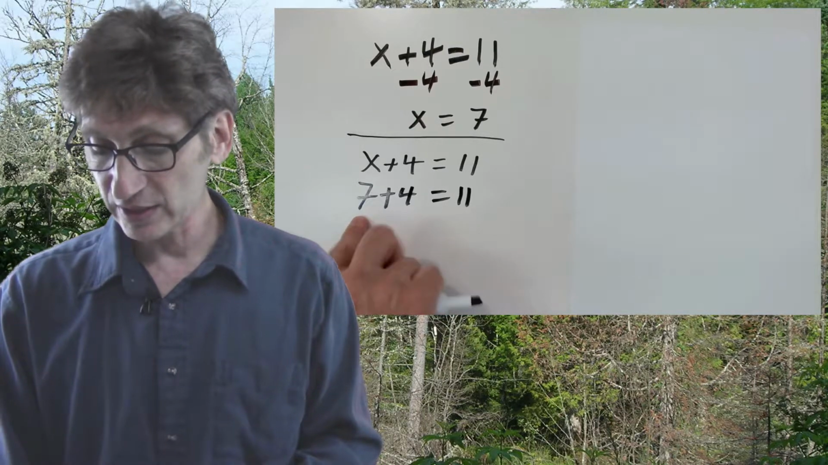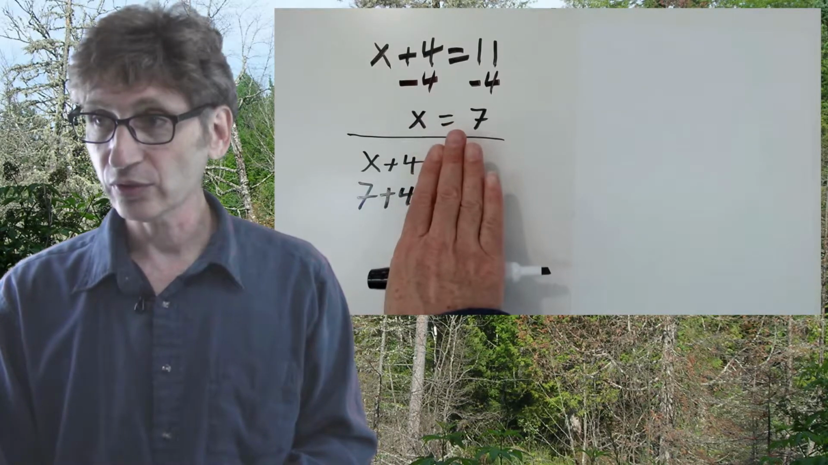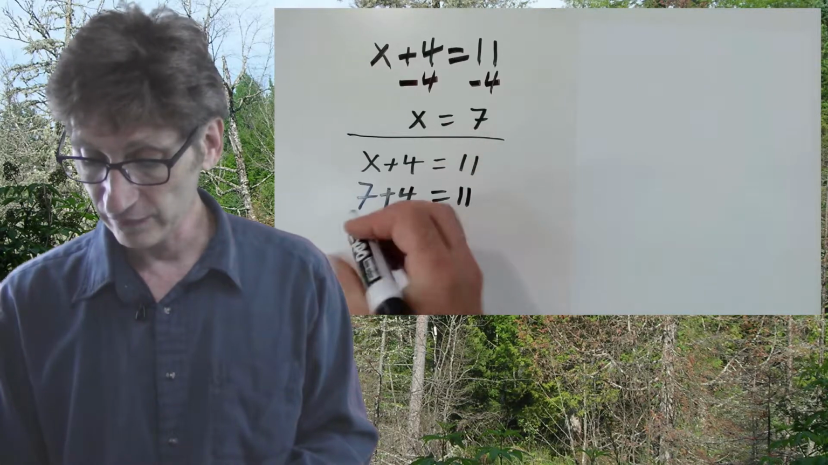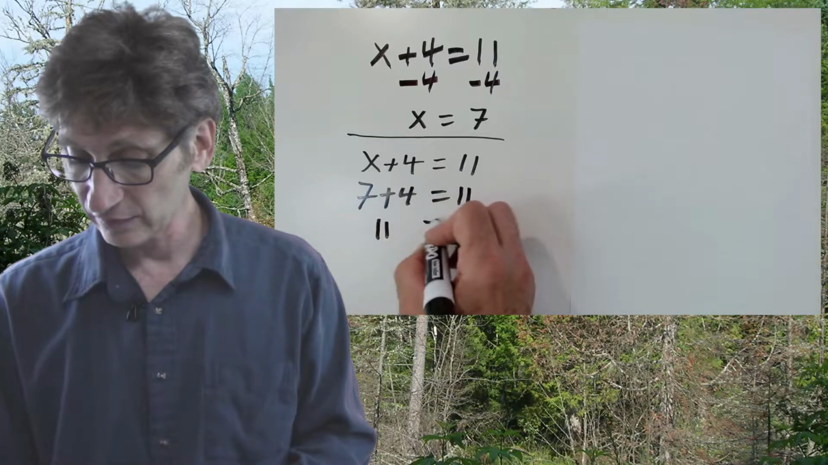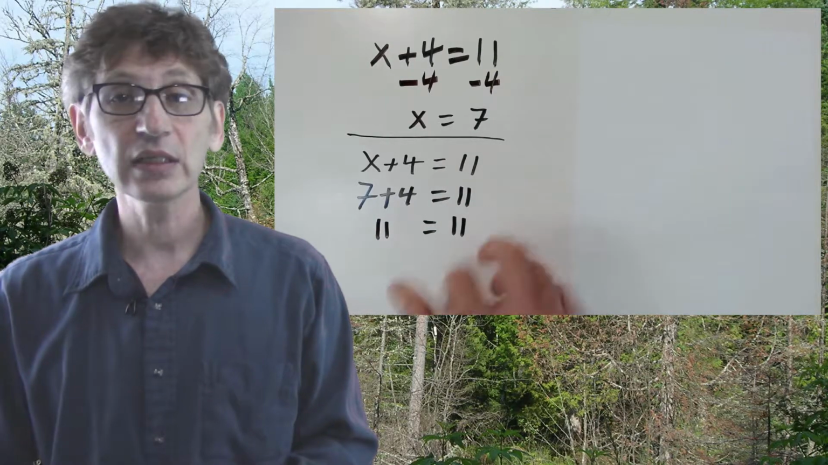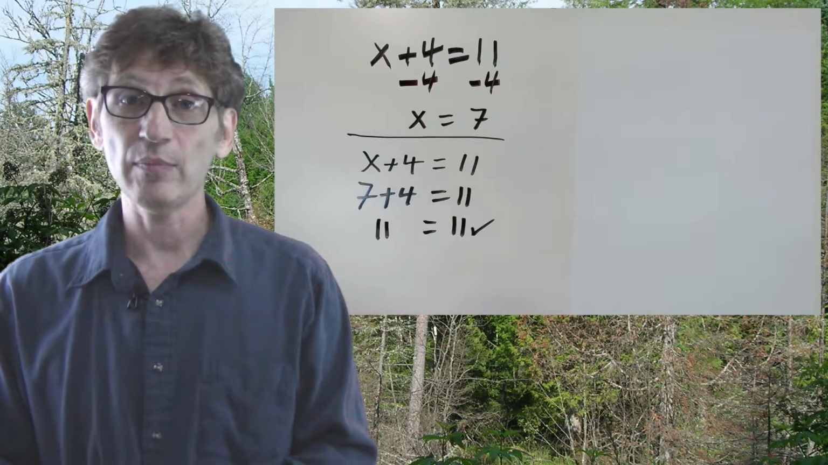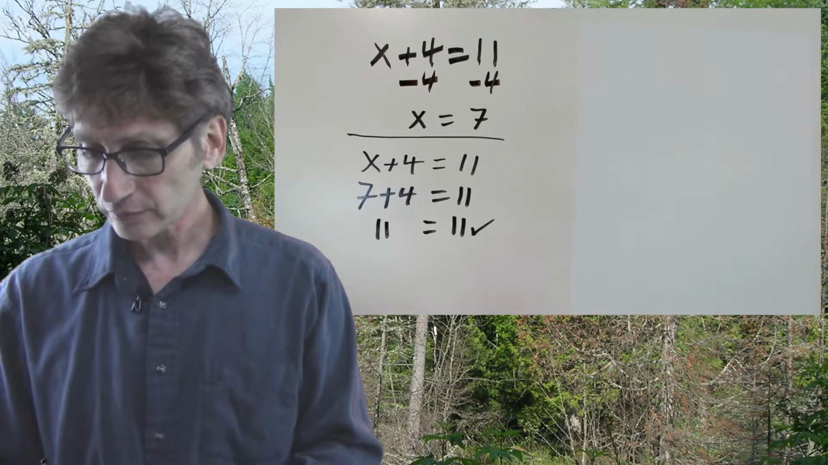Then we evaluate 7 plus 4, just looking at that side of the equation. 7 plus 4 is 11. On the other side of the equation, I still have 11. 11 does, in fact, equal 11. That means this equation checks out.